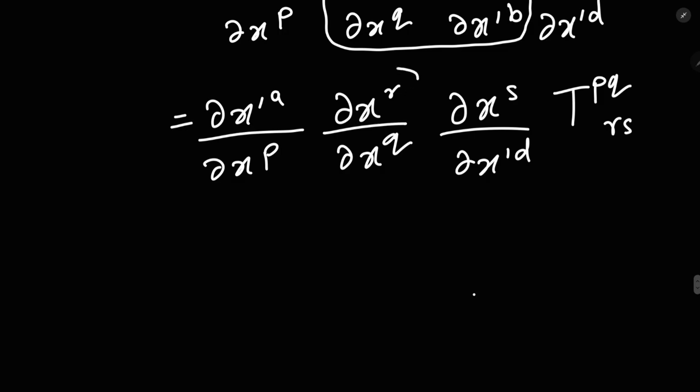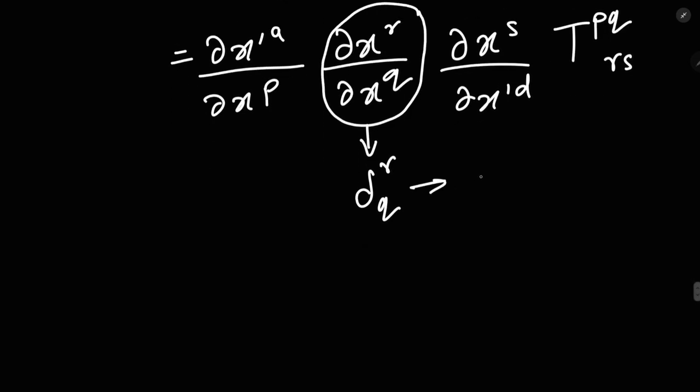Now focus on this term over here. When R is equal to Q, then only this will give us 1. Otherwise, when R is not equal to Q, this will give us 0 because our space-time coordinates are independent. ct, x, y, z are independent coordinates. So the derivative of one of them with respect to the other will be 0. So here what we have is just the Kronecker delta RQ. This by definition is 1 when R is equal to Q and 0 otherwise.